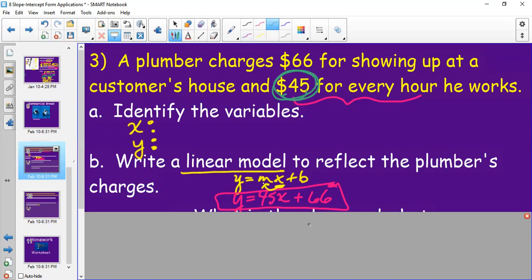and it's mx. So the x term should come right after our slope. So 45 for every hour. That x represents the hours. And then we're also trying to find one other thing. We're trying to figure out how much money he's going to make. And that is our y, our money. Again, I'm going to put in parentheses dollars so I know I'm dealing with dollars instead of cents.